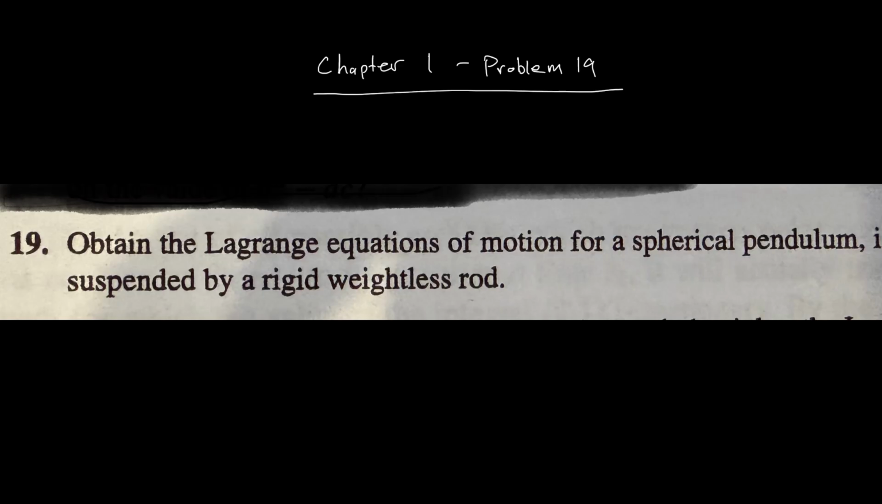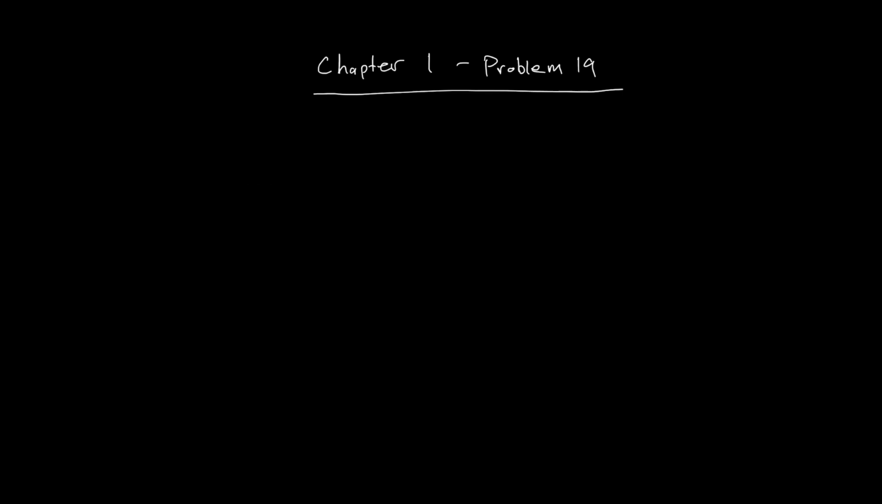Okay, so for this problem, it's problem 19 in Goldstein's classical mechanics book. It says obtain the Lagrange equations of motion for a spherical pendulum. So that is a point mass suspended by a rigid weightless rod. It's just like a normal pendulum problem, except now it's in 3 dimensions. So we're going to draw it so we can make sense of it.